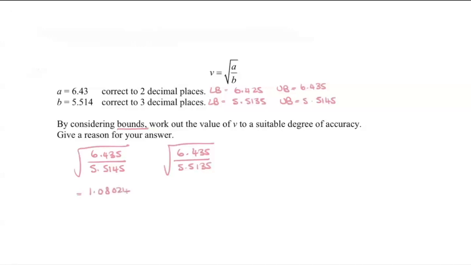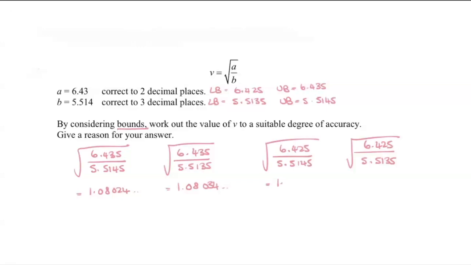And like I say, be systematic, be logical in your approach. I've just done the numerator with the upper bound, so now I'm going to do it with the lower bound. So 6.425 over the upper bound first, and then the lower bound. Again, make sure you remember to root and pop it all into your calculator.